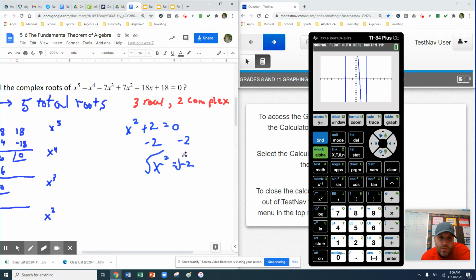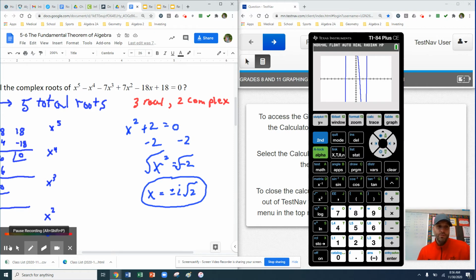Square root, x is going to equal plus or minus square root of -1 is i, but root of 2 I can't simplify any further. So my 2 complex roots are plus or minus i root 2.